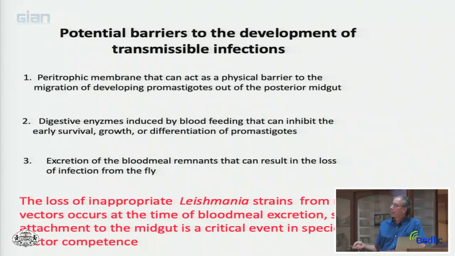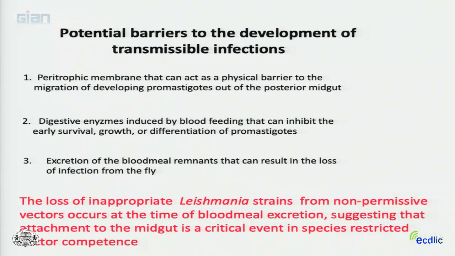Okay. So if we now consider these vectors, which are very restricted in their vector competency, species restricted. So Phlebotomus papatasi will only transmit Leishmania major.